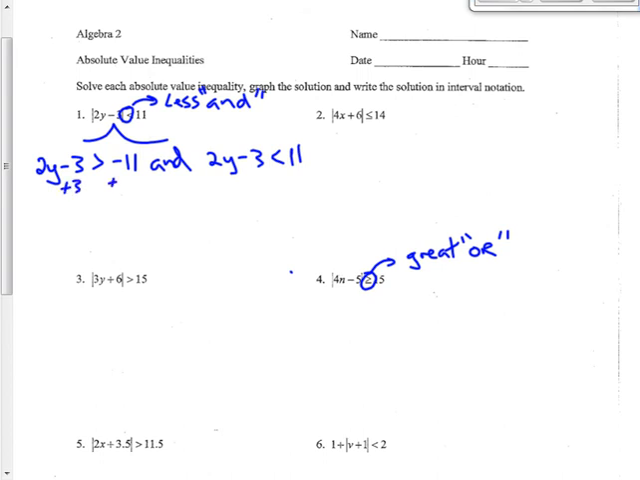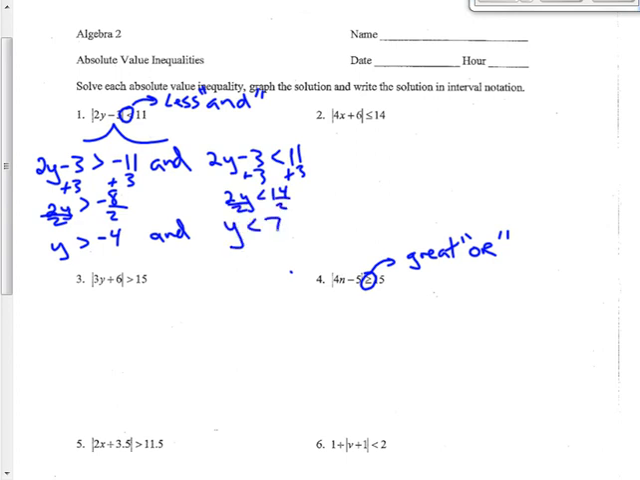So I'm just going to solve by adding 3 to both sides. So 2y greater than negative 8, divided by 2, and y is greater than negative 4. I divided by a positive, so that's perfectly fine. Okay? And add 3 to both sides. 2y less than 14, divided by 2. Y is less than 7. So I get y is greater than negative 4 and y is less than 7.